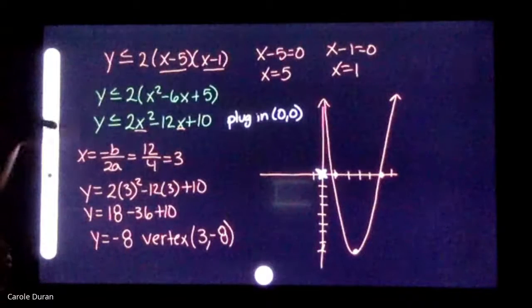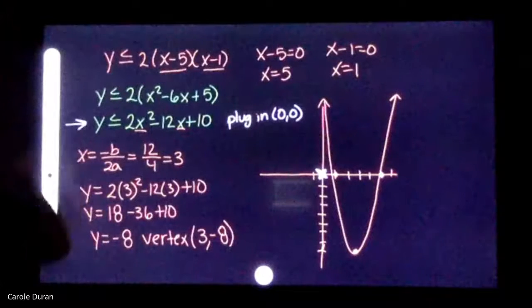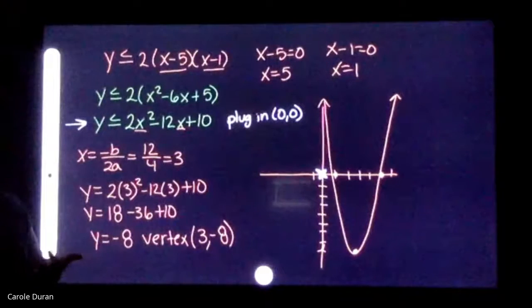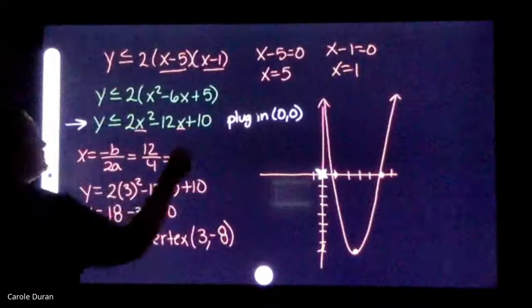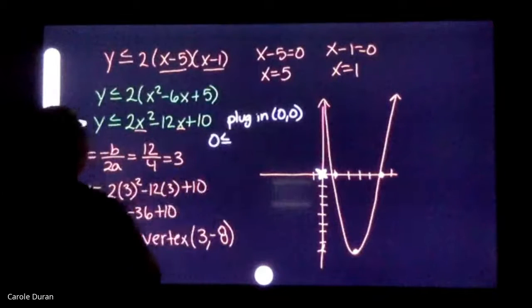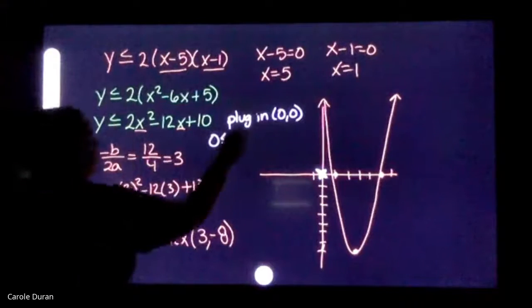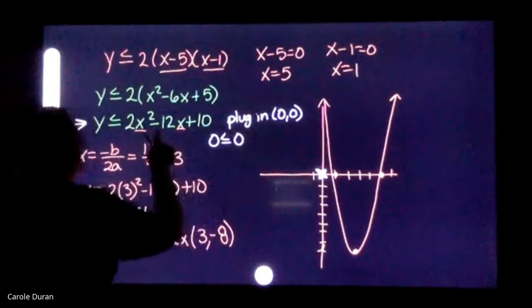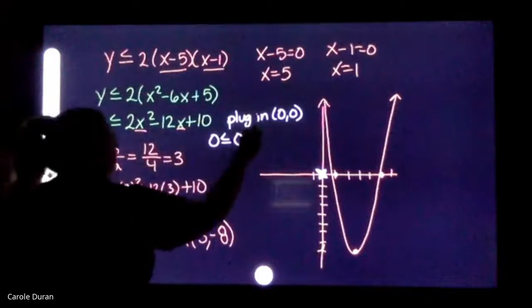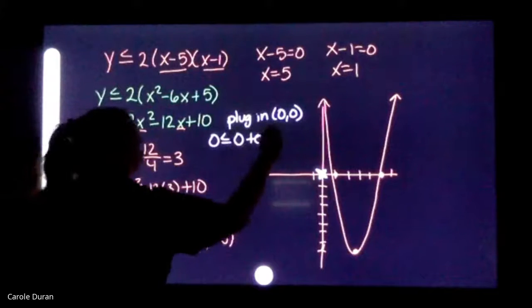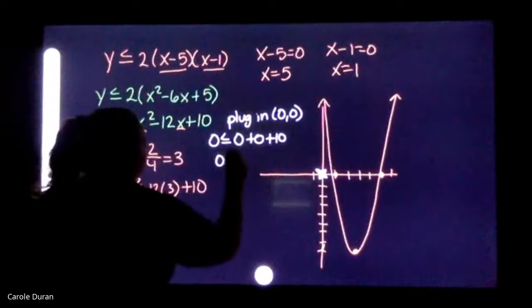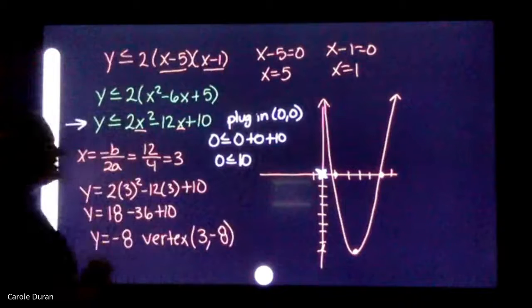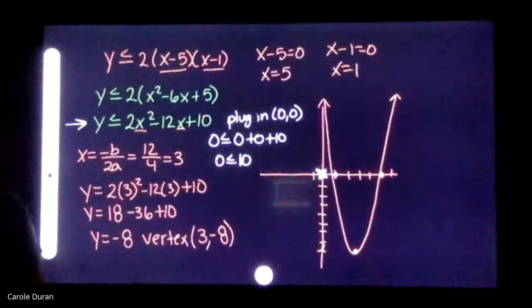I'm going to plug 0, 0 into this version right here because it's pretty well simplified. So when I do, I get 0 is less than or equal to 2 times 0, which is 0, plus -12 times 0, which is 0, plus 10. So I get 0 is less than or equal to 10. Is that true? Why, yes. Yes, it is.